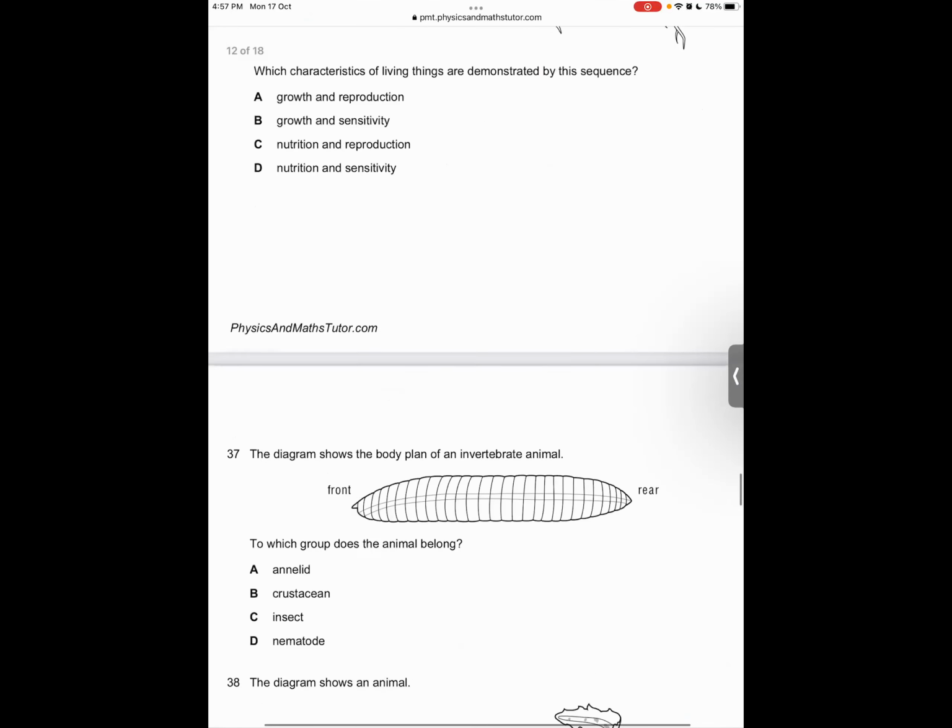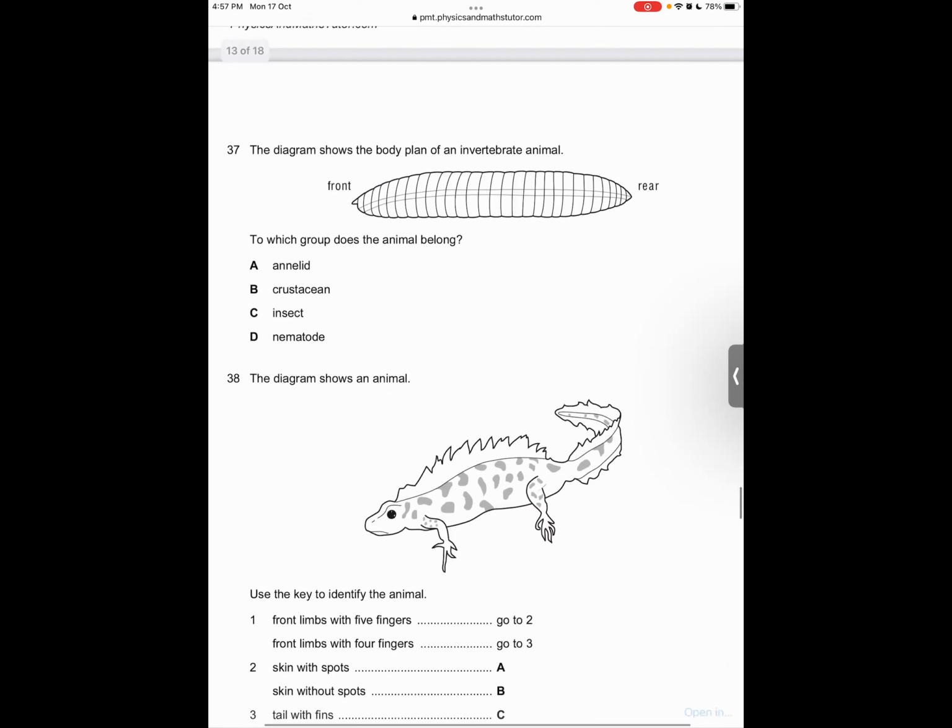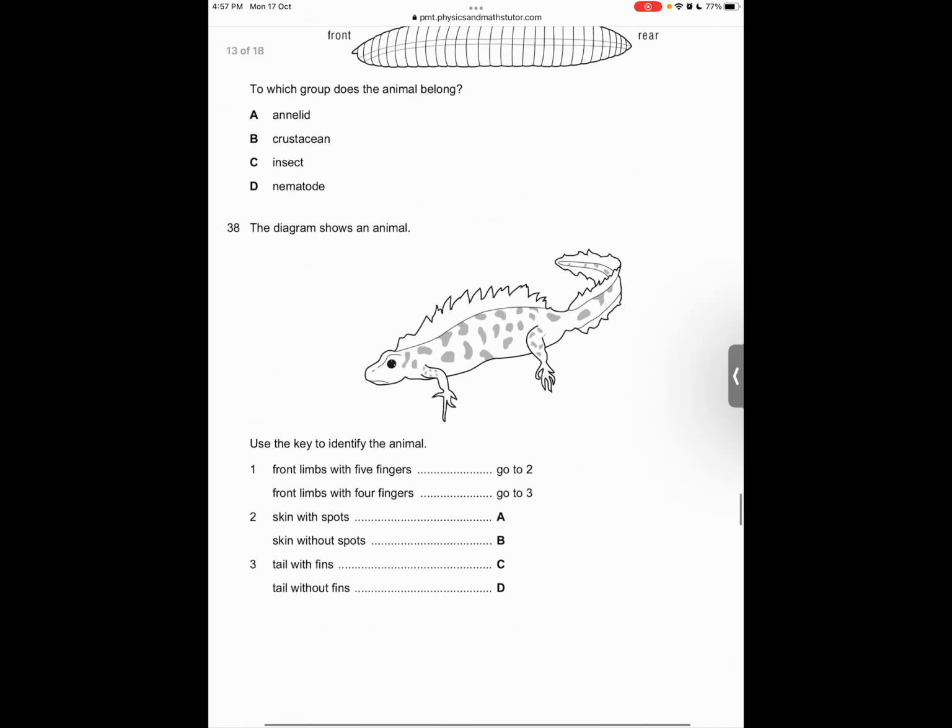What about this? The diagram shows the body plan of an invertebrate animal to which group? This is not a part of our syllabus. Okay.